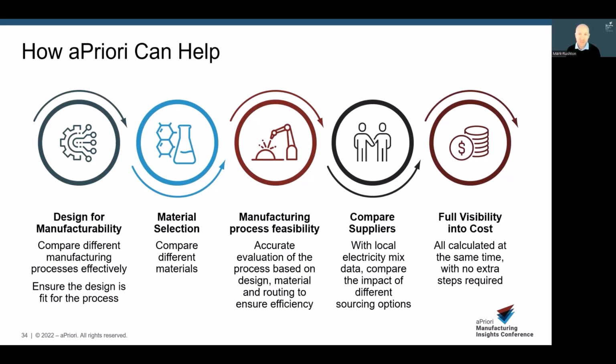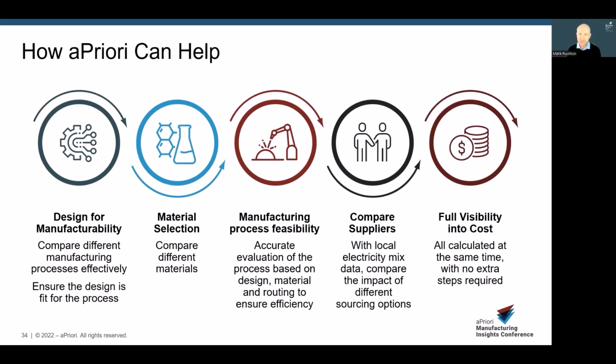Then we've got material selection. We can very quickly go through different materials, evaluate them for both cost and CO2, and make sure that we're trending in the right direction. Then we want to make sure that our manufacturing process is feasible. Can we actually do what we want with that material and that design? And we can also get a sense of how much material is used and what the utilization level is like. So then we've got our first three things sorted.